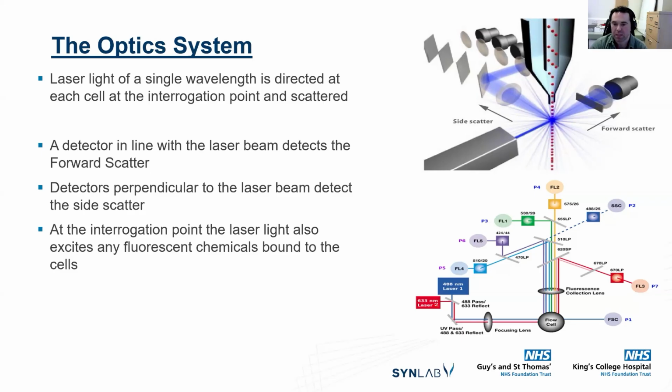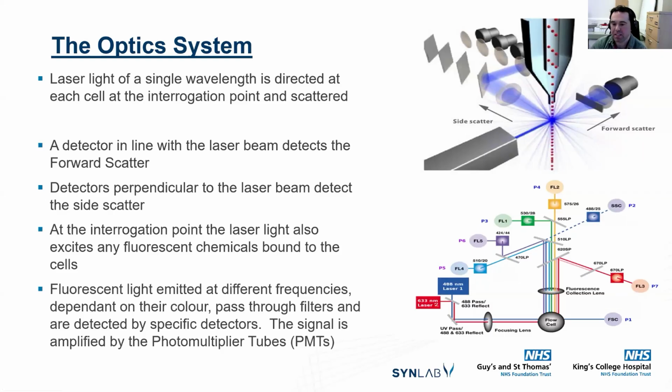So at the interrogation point, the laser light also excites any fluorescent chemicals bound to the cell. So as well as this basic scatter of light in this direction and that direction, we also get light from the fluorochromes that are on the cell surface that we've stained, lighting up when the laser hits them. So the fluorescent light is emitted at different frequencies dependent on the color. This passes through filters and is detected by specific detectors. And the signal then is amplified by, in the past, photomultiplier tubes. Now it is avalanche diodes.